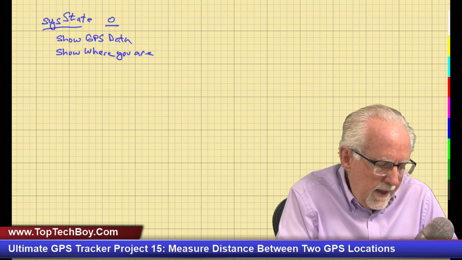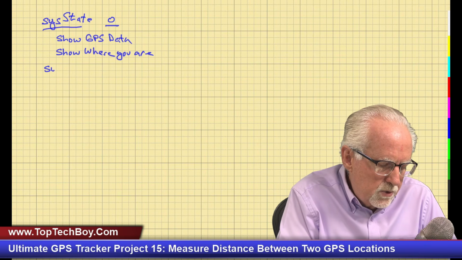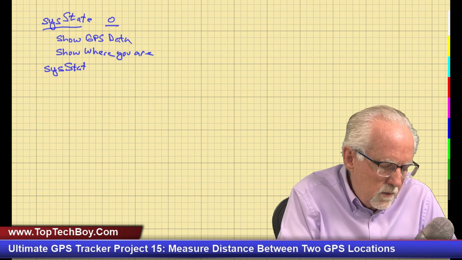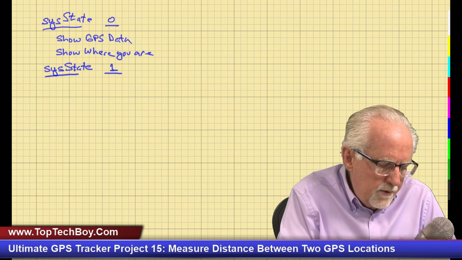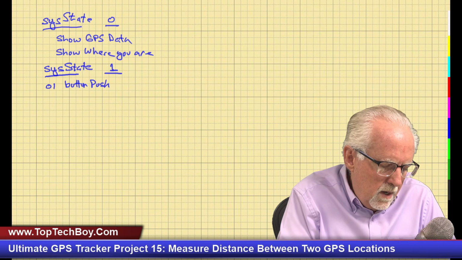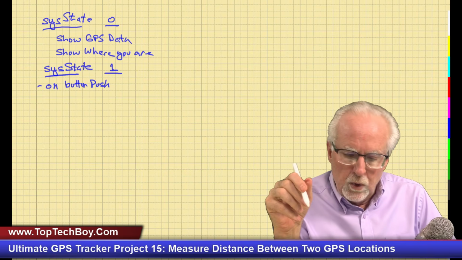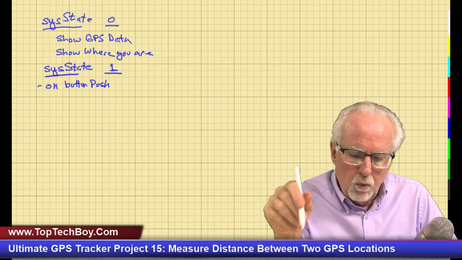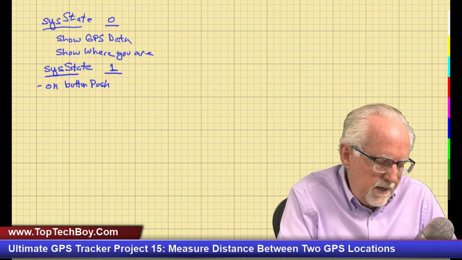Okay, now what we're going to be doing is waiting on the button push. And when we see the first button push, we're going to go to sys-state 1. How do we get to sys-state 1 on the button push? Okay, so on button push, we go to sys-state 1.